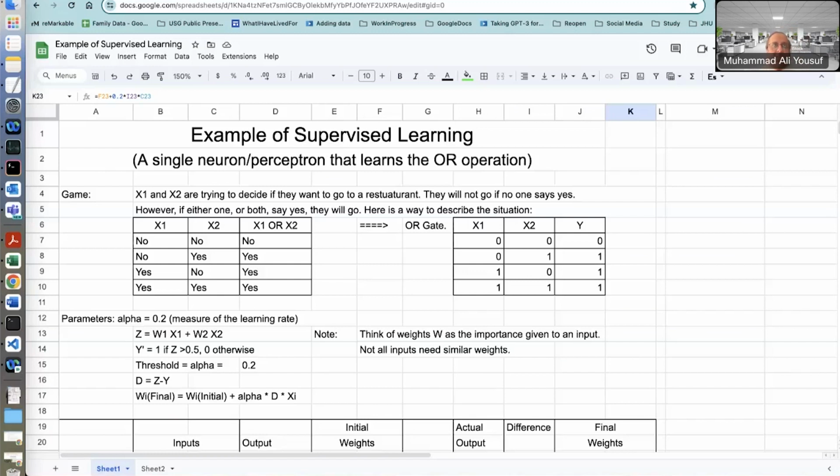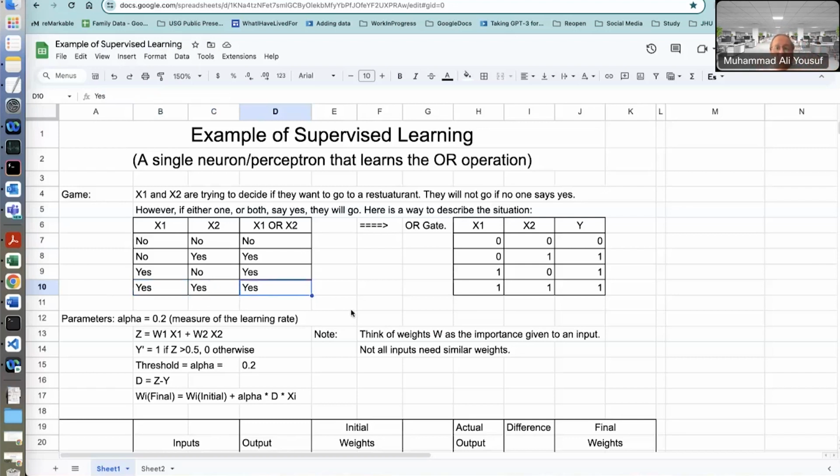The same situation, which I have just described, can be written in a tabular form, and you see X1 is one person, X2 is the other person. Both of them are saying no, then they are not going to the restaurant. One of them saying no, but the other is yes, they will go to a restaurant. Or the first one is saying yes, the second one is no, they still go to the restaurant. And if they both say yes, obviously they go to the restaurant. So we come up with this structure. All the four possibilities which are there between these two people are now listed in this table.